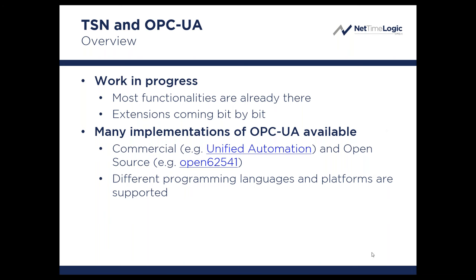Sorry. OPC UA is still work in progress, but most of the functionalities are already there. This is, for example, the publish-subscribe mode, or also some security features which allow encryption and things like that. There are different implementations available on the market, for example commercial ones like the one from Unified Automation, but there are also some open source variants. This is, for example, the open62541 stack, which is very well maintained, and we will focus a bit on this one in the following slides. The implementations are available for different programming languages and can also be ported to different platforms.